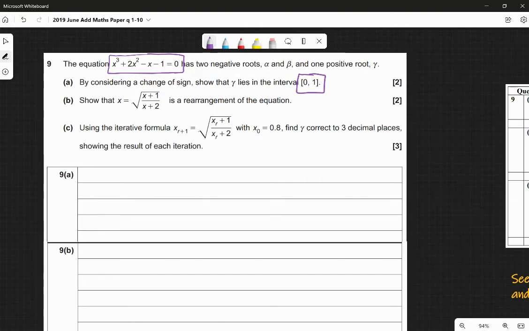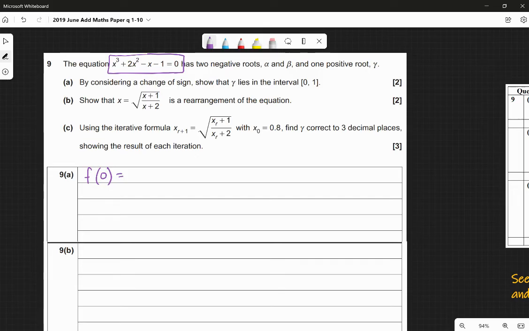So this is a very simple question with only 2 marks. All we need to do in this question is show that if I substitute the left value 0 in, and if I substitute the right value 1 in, there is a change in sign between them, so that gamma must be between them. And I'll show you why in a second. So let's substitute 0 in first. So let's find f of 0.